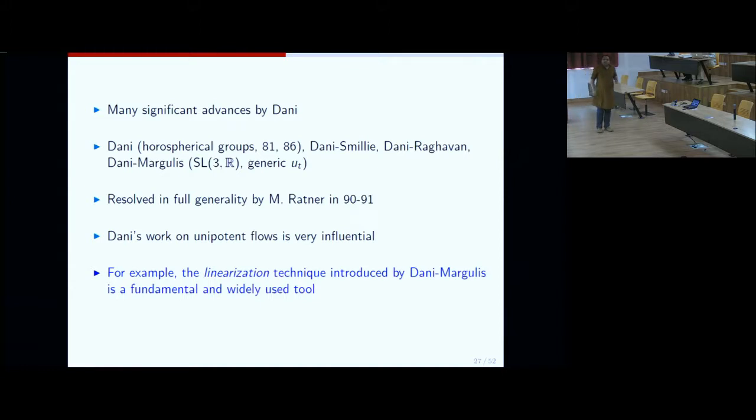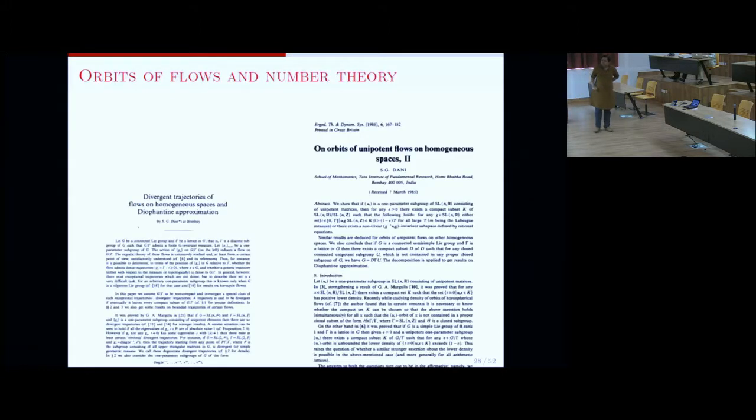Okay, let me now come to Dani's work on number theory. I put up screenshots of two papers of Dani's, which are my personal favorites. This paper is Dani's most cited paper, and it has a very powerful idea, which I want to explore now, relating the trajectories of orbits to Diophantine properties of numbers.